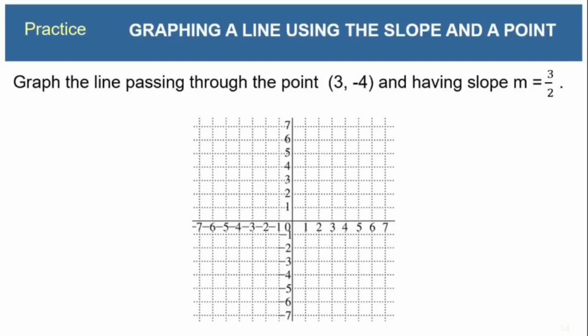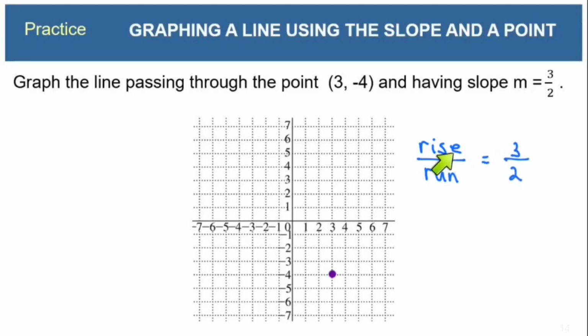I want to encourage you to stop the video here and try this on your own before you watch me do it. Okay, so here I go. Graph the line passing through the point 3, -4 and having slope m equals 3/2. So of course the first thing we do is plot our point 3, -4. So from the origin we go right 3 and down 4. There's our point. Now we use slope as rise over run.